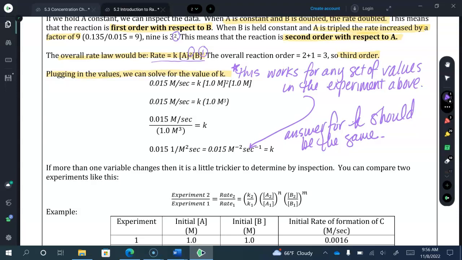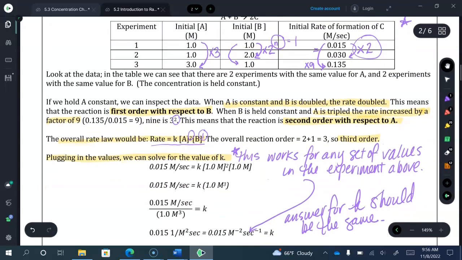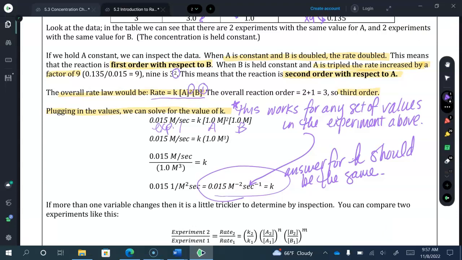So plugging in, you can use any set of initial conditions, but it's usually best practice to use the first one up here, experiment 1. Substituting in the values, you end up with this answer. So we plug in the initial concentrations of A and B, my apologies, from experiment 1. This works for any, but it's easiest if you just do this one.